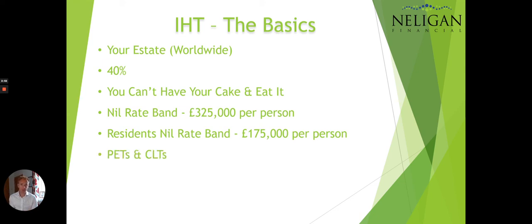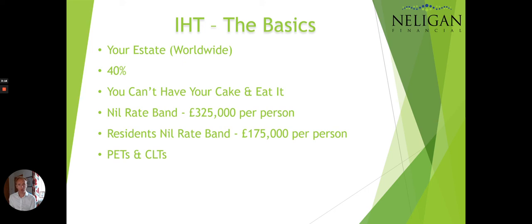And again, subject to a future video are these PETs and CLTs. So PET stands for potentially exempt transfer, emphasis on the potential. That is any gifts that are made in a lifetime that might mean that they are exempt from inheritance tax, more commonly known as the 7-year clock rule.